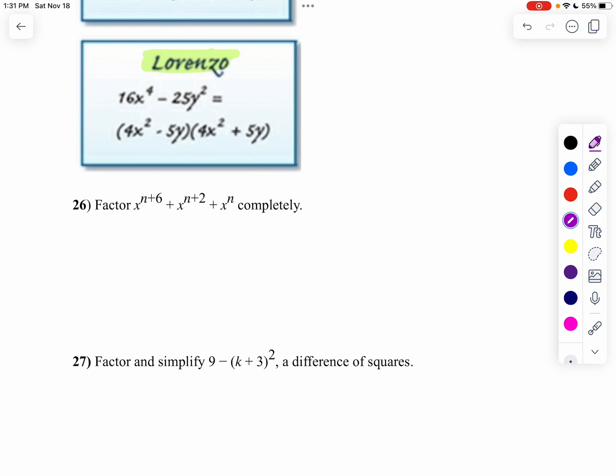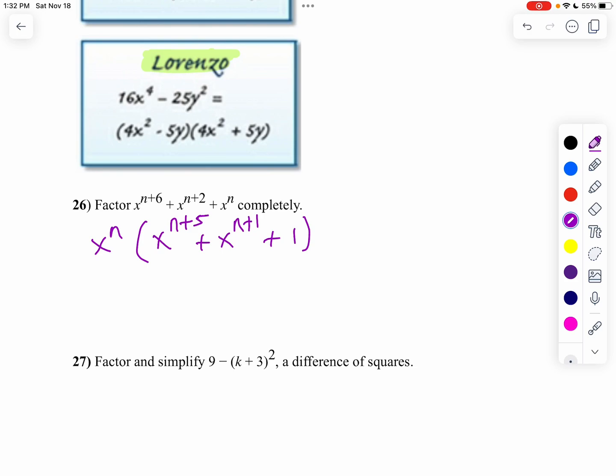Except we need a pen to do that. So I'm going to factor out x to the n. If I take away one n from n plus 6, well, that'll be x to the n plus 5. If I take out one n from n plus 2, I'll get n plus 1. And then I'll just get 1 here, won't I? Because x to the n times 1 is x to the n.